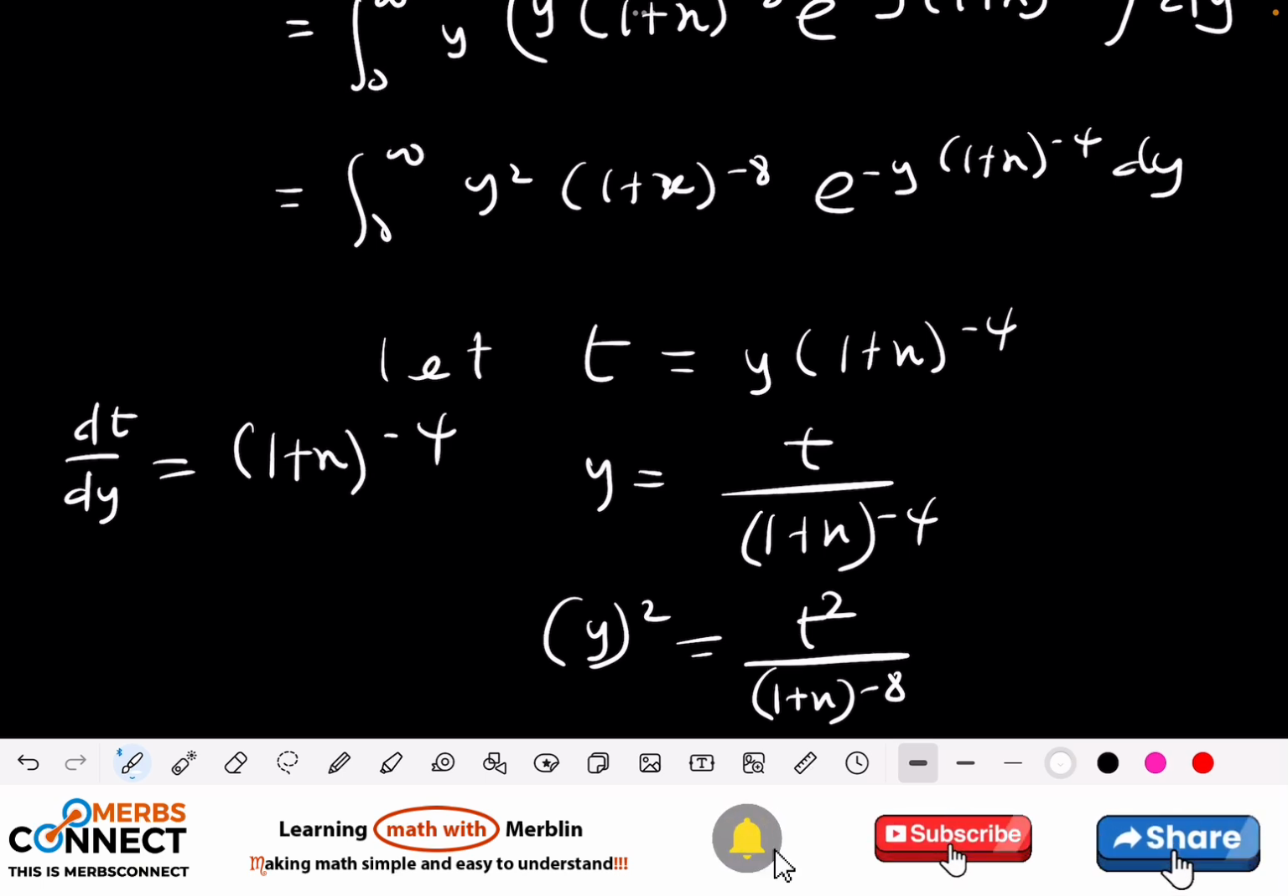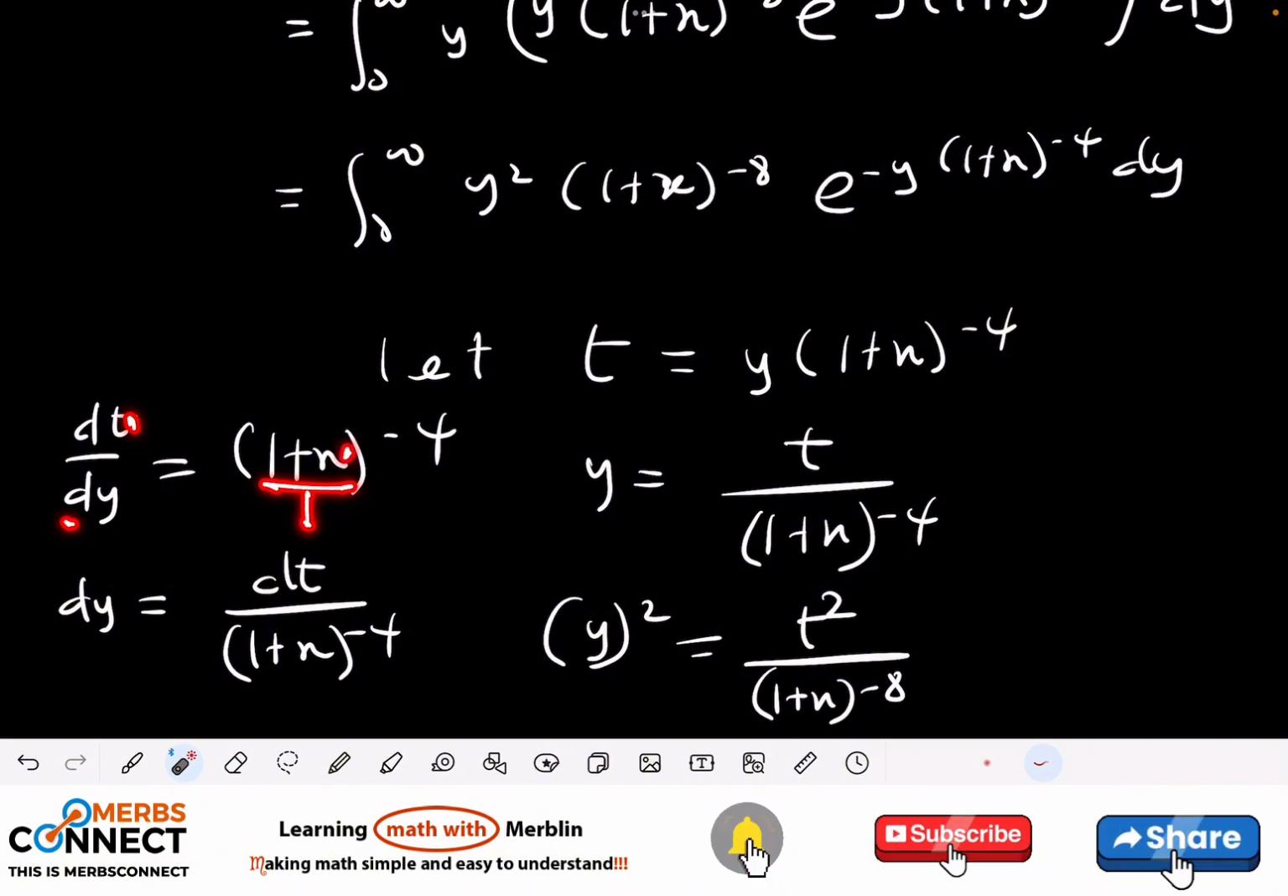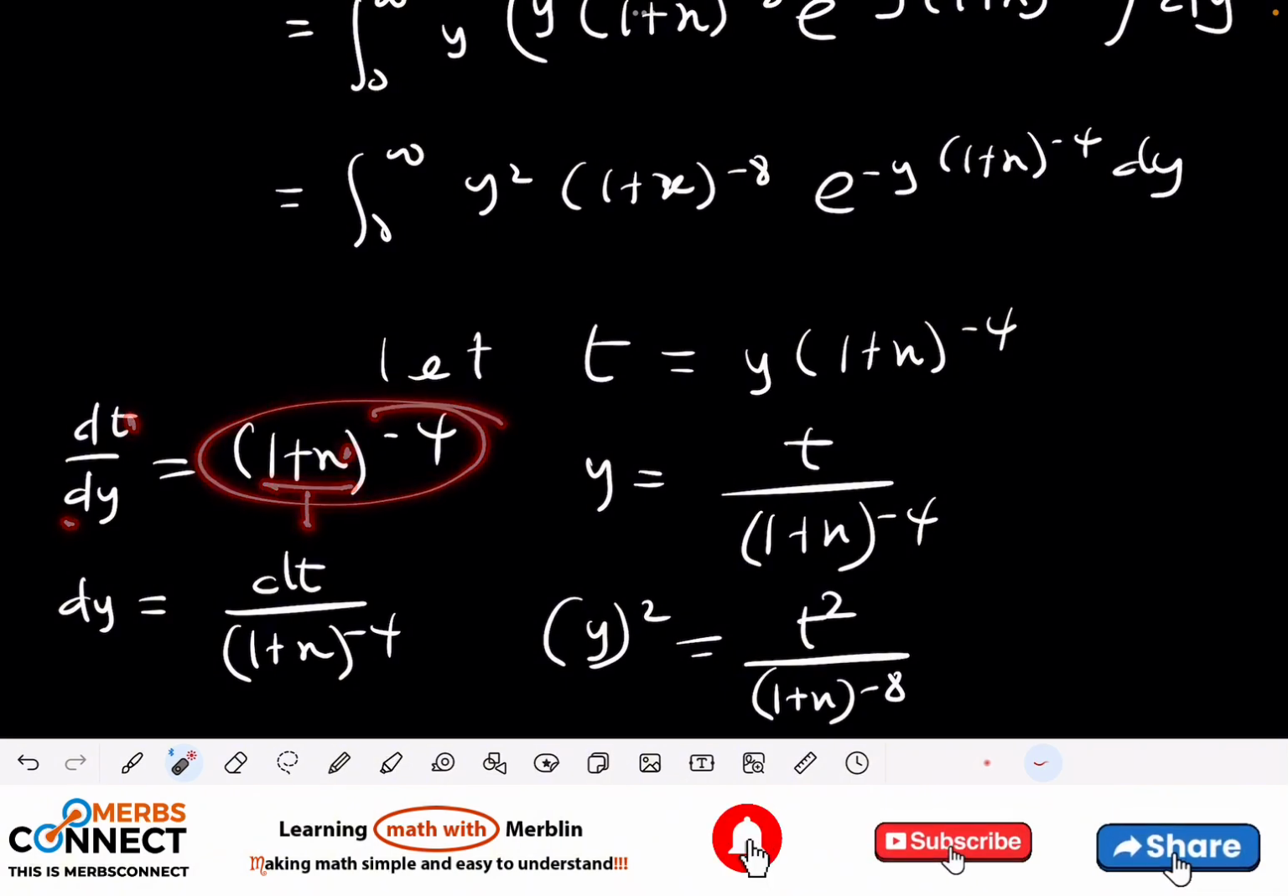Then I need to make dy the subject. When I make dy the subject, I'm going to have dy equal to dt divided by 1 plus x to the power minus 4. So how did I do it? This is over 1, this times this times this. Then when I finish, I will divide 2 by this, and then I'll have something like this.